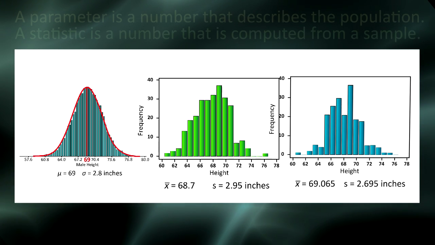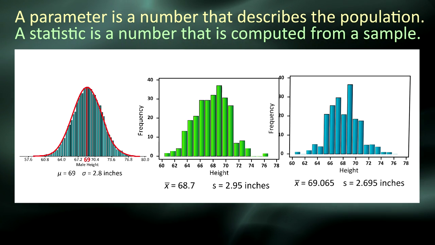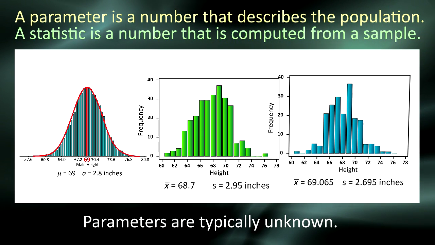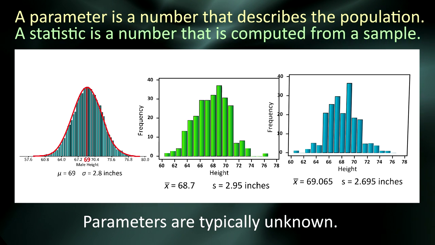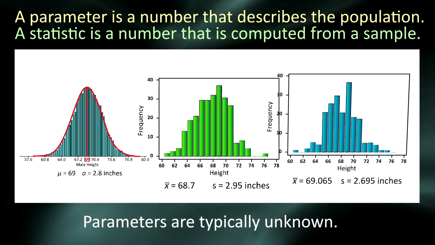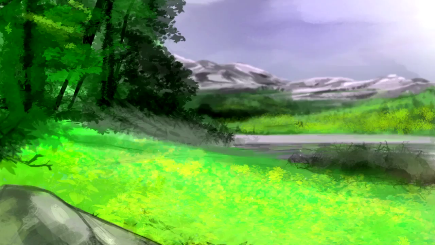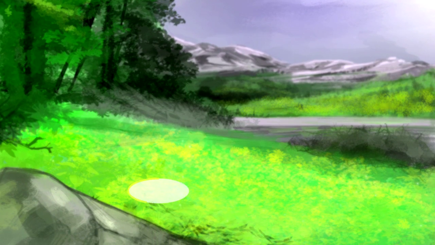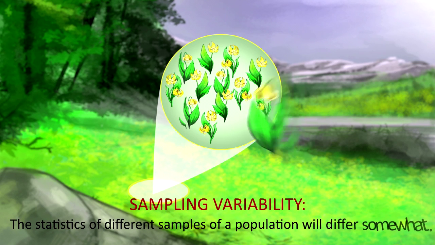In both of these examples, we have numbers that describe the population and numbers that describe the sample. A parameter is a number that describes the population, and a statistic is a number that's computed from a sample. Parameters are typically unknown because it's impractical or even impossible to know exactly what values a variable takes for every single member of a very large population. Statistics are computed from samples, and each sample of a population is going to have different statistics. The statistics of different samples of a population vary. This is due to sampling variability.